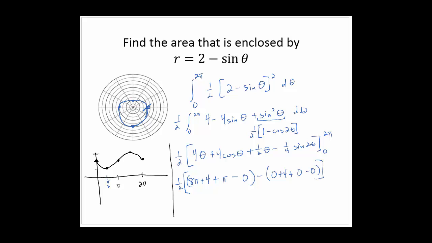Lots of zeros there. And so if we simplify this, we'd have 1/2 of 8 pi plus pi is 9 pi. We've got a plus 4 and a minus 4, so 1/2 of 9 pi. And so that's 9 pi over 2. All right, and so the area enclosed is 9 pi over 2 square units.